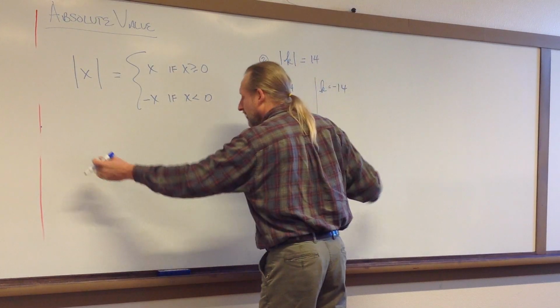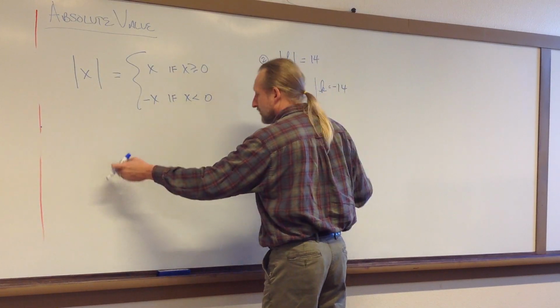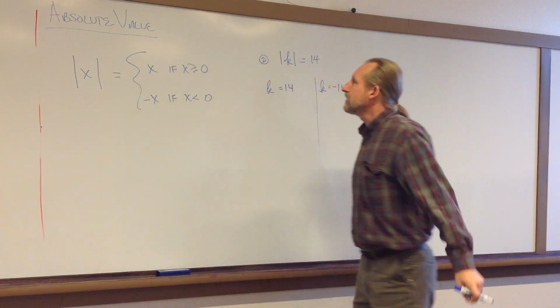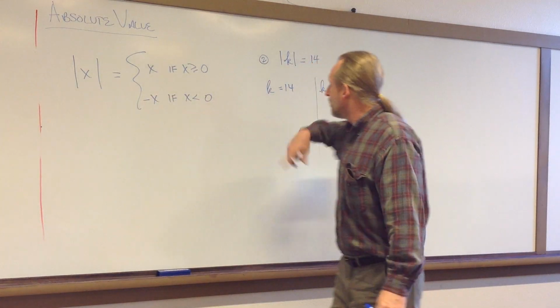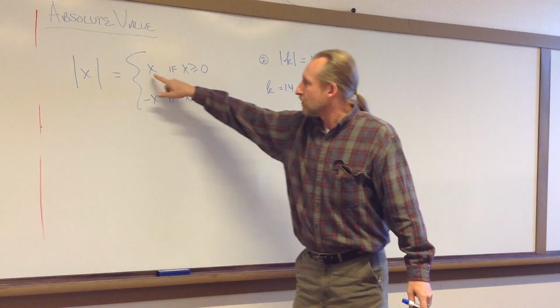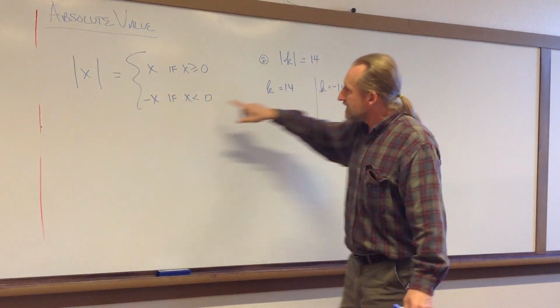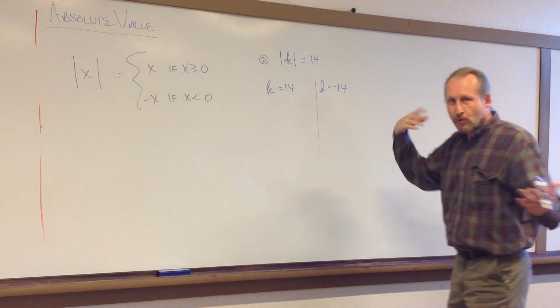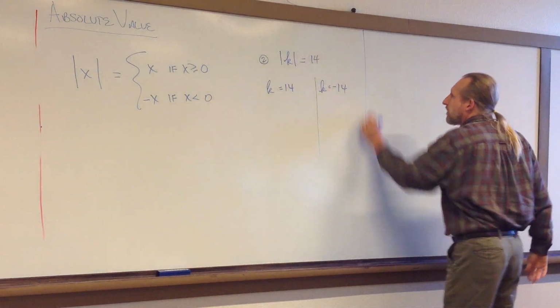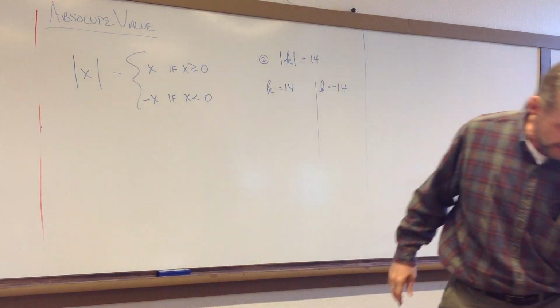We could draw a number line. Both of these numbers are a distance of 14 from 0. And if we apply this to it, you'll see the absolute value of 14 is 14. And here it's negative 14 or positive 14. Okay. Let's see here. What else?